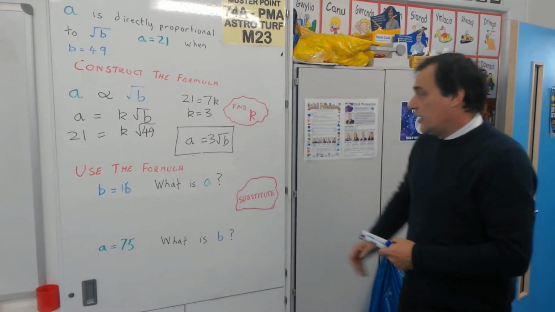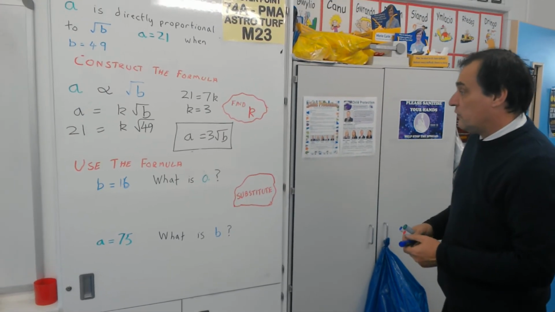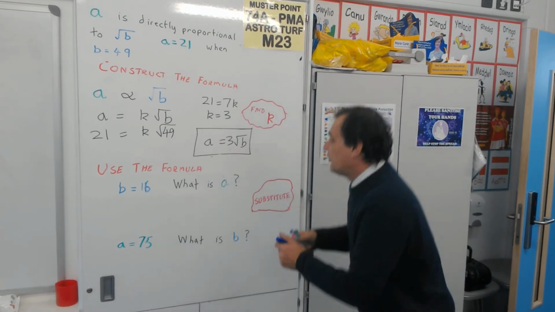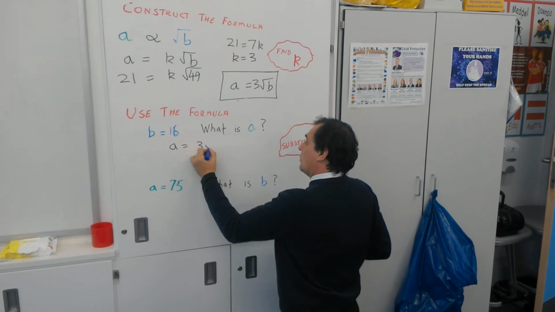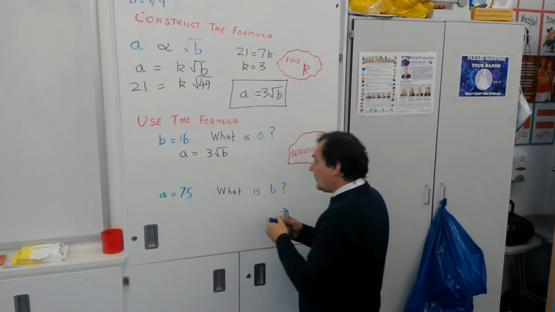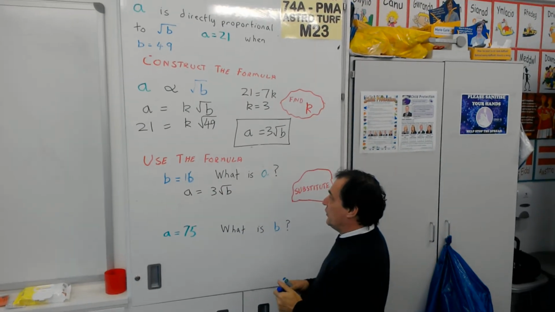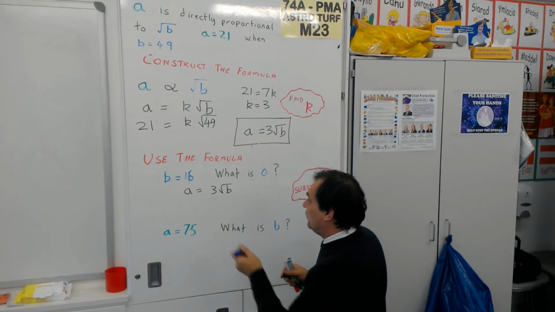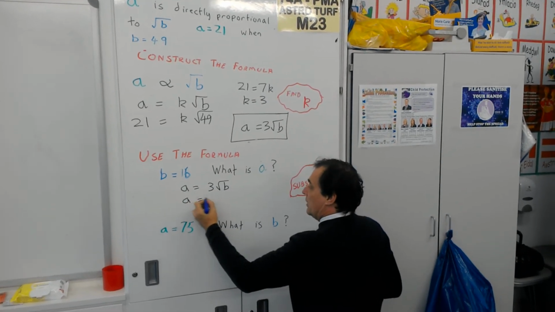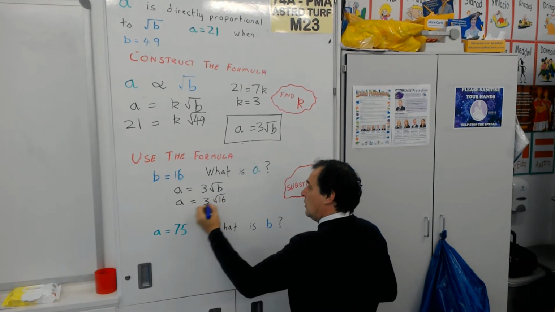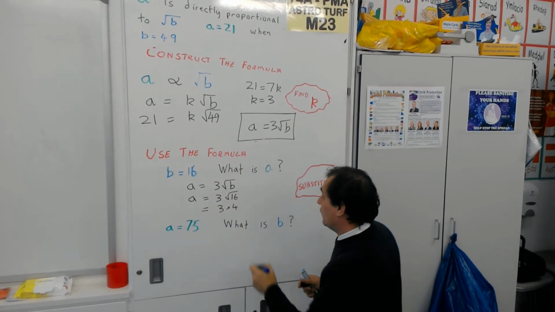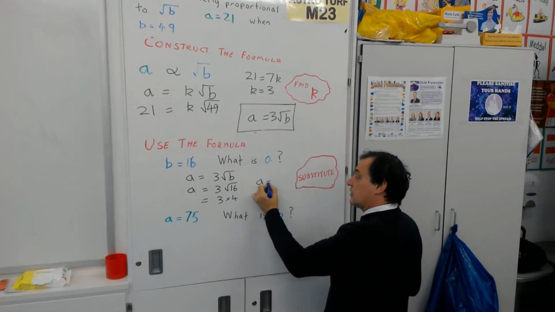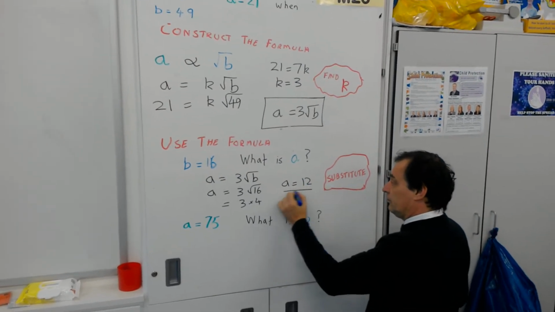Second stage of these questions is actually to use that formula that we've now constructed. So A is 3 root B. The question is, B is now 16, what is A? We've just got to substitute. So A is going to be 3 root 16, which is 3 times 4, because the square root of 16 is 4. So A is going to end up being 12.